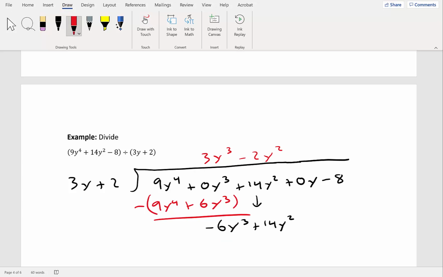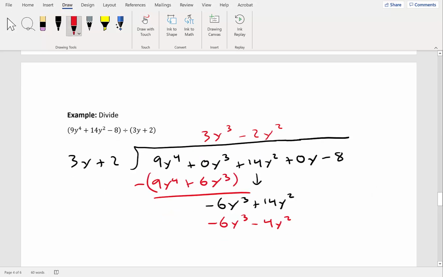So let's go ahead and multiply. Negative 2y to the second times 3y gives me negative 6y cubed. Negative 2y to the second times 2, I get negative 4y squared. Now let's subtract. So negative 6y cubed minus negative 6y cubed. Well, that minus changes into plus. So I have negative 6y cubed plus 6y cubed, which cancels out.